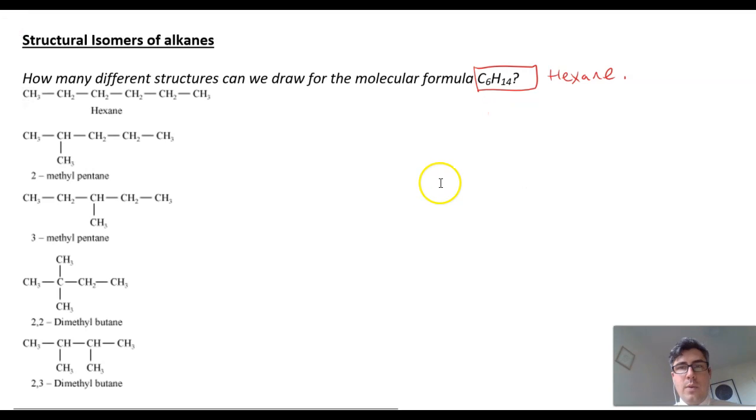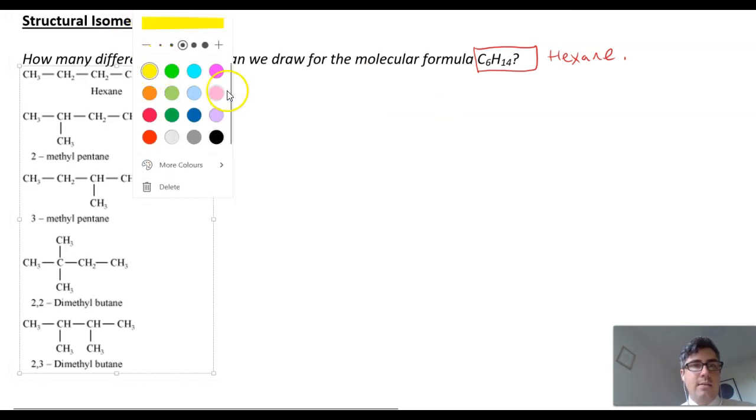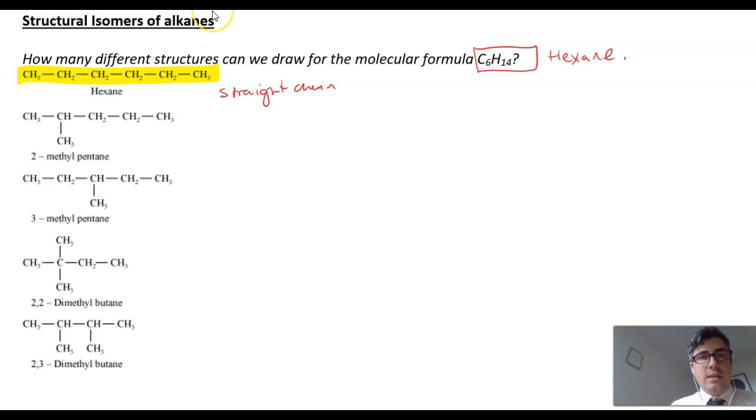Okay, so hopefully you were able to come up with some examples of this. I've got a rundown now of the different structures you could have come up with. So if we look at the basic one there, we've got a hexane molecule, which is just a straight chain. So this one's a straight chain, and the rest of them have branching.